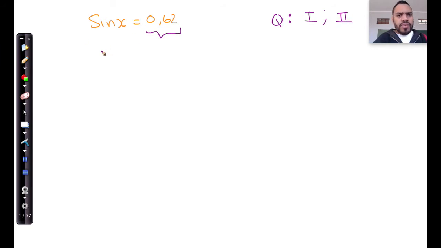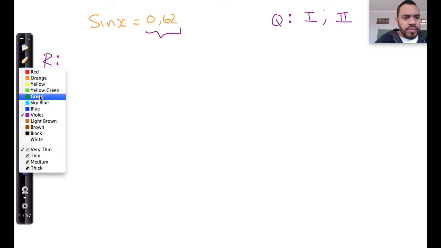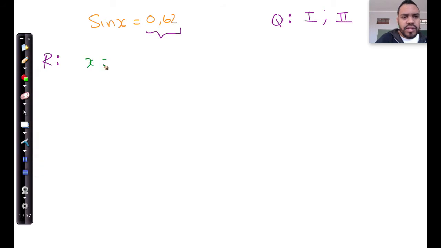Okay, and then we can say, now I need to determine the reference angle. Well, the reference angle, which is r, is simple. I just say x, this given angle, will be equal to the inverse function of sine of 0,62. And that I'm going to do on a calculator very quickly.